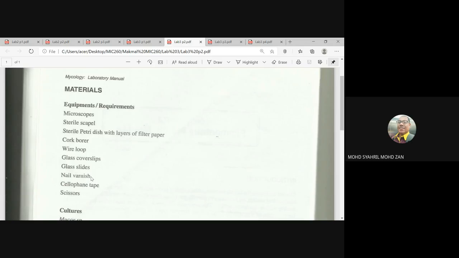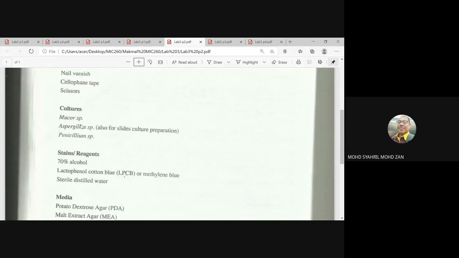Nail varnish. Okay. What type of culture we're using? Buat species Aspergillus and Penicillium. So mostly kalau awak tengok structure Penicillium, Aspergillus, okay, dia ada macam kapsul kat kepala tu. Alright. So for staining reagent, we're using 70% alcohol, okay, for antiseptic. Lactophenol cotton blue, LPCB, or methylene blue, okay, either one you can use for stain. And last one, sterile distilled water. For what? To letak water drop pada kita punya slide.